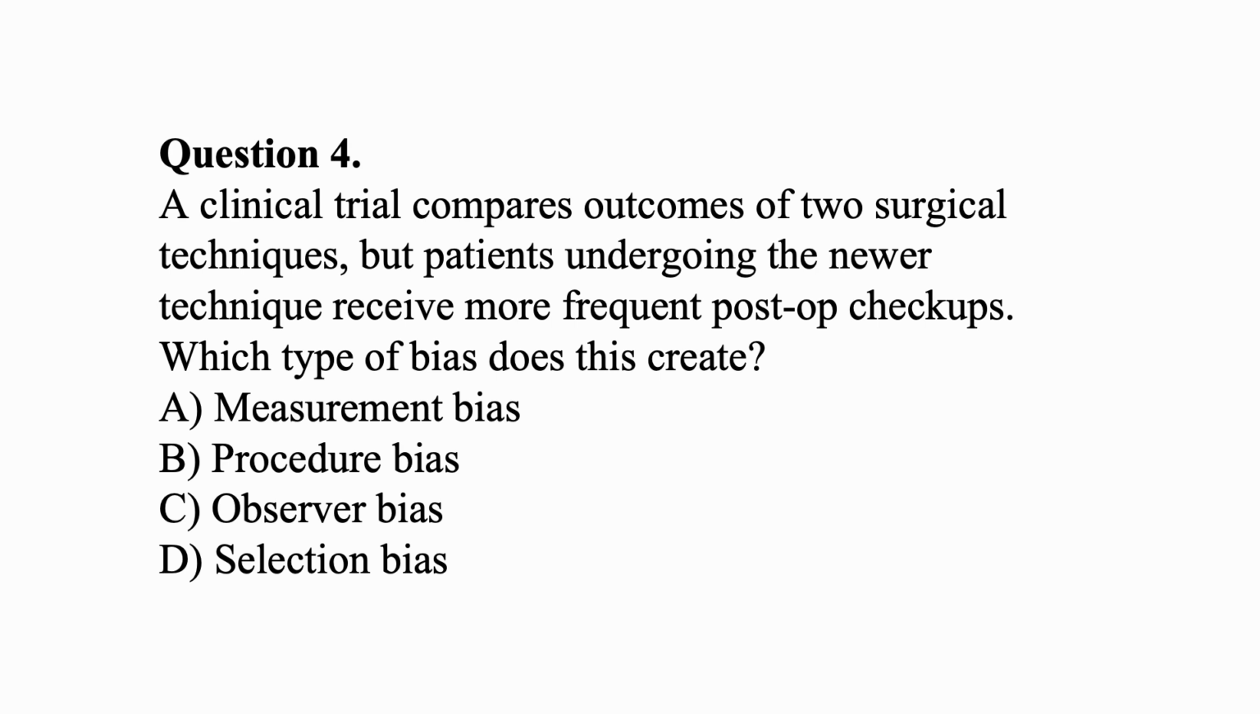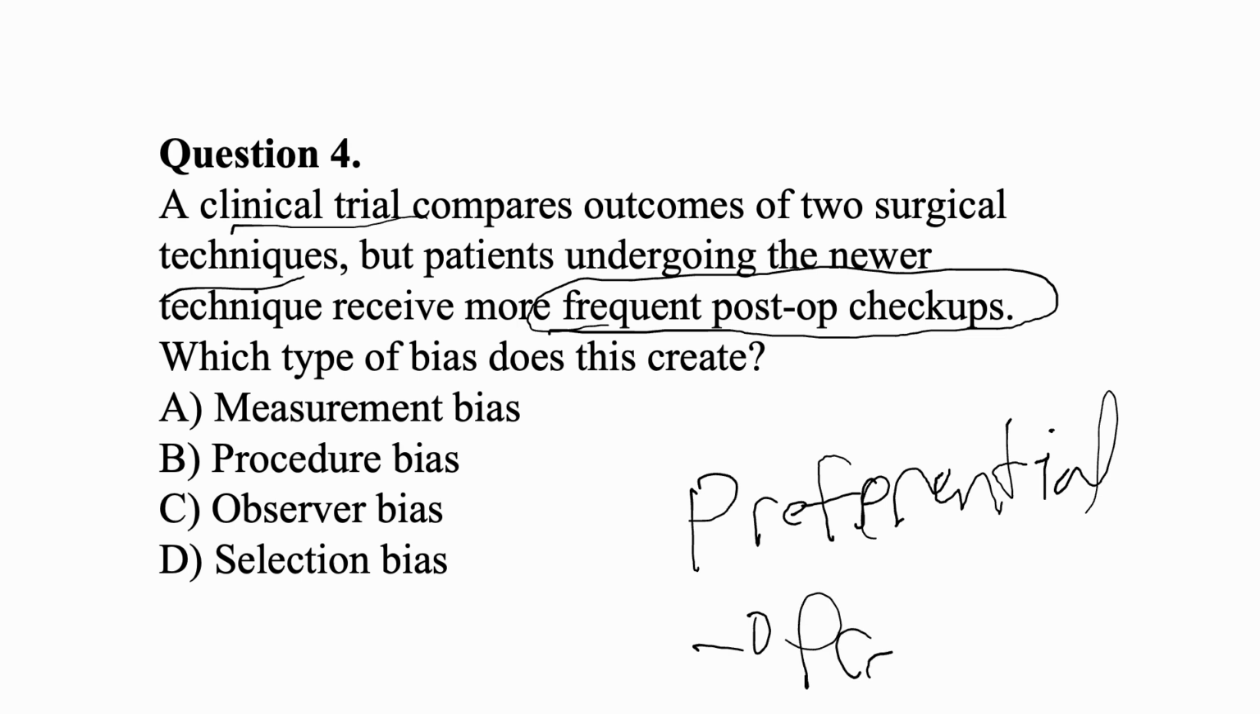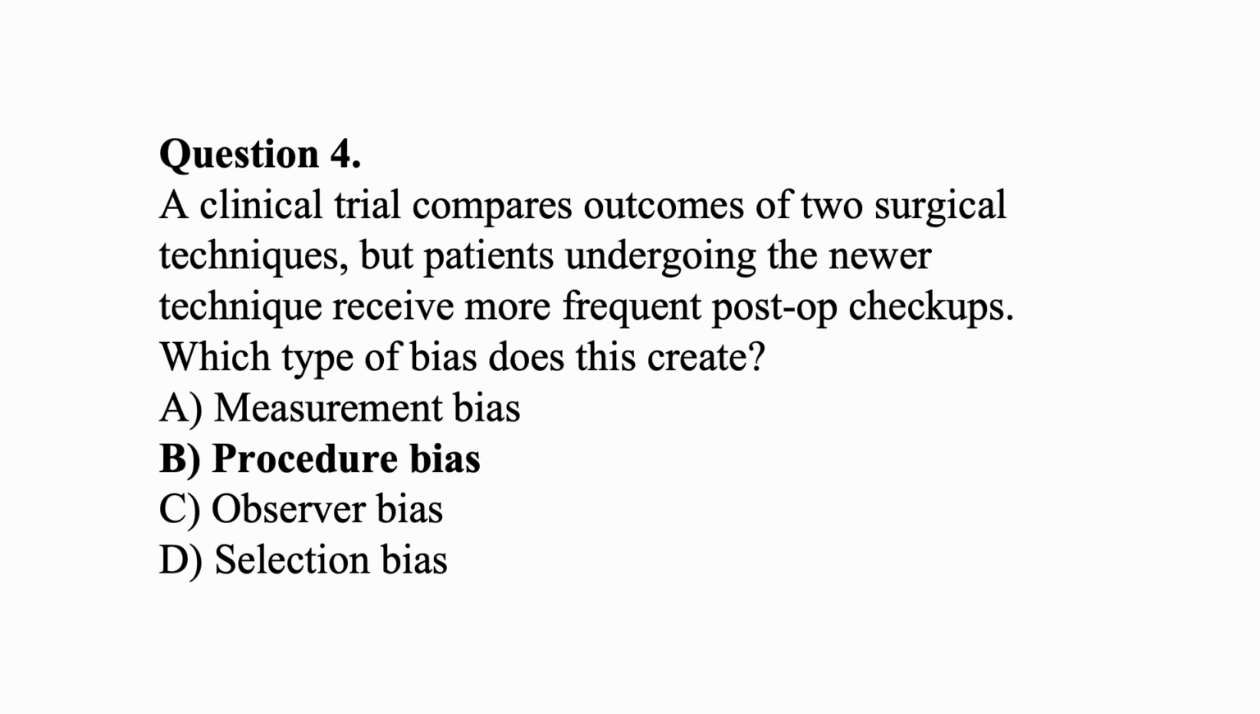So here we have a clinical trial that's comparing surgical techniques, but we have a bias that's formed because one group is receiving more frequent post-op checks. Remember, this is our middle child syndrome, or we can also think of it as one group receiving preferential treatment. So preferential treatment is procedure bias. So B, procedure bias, is the correct answer.